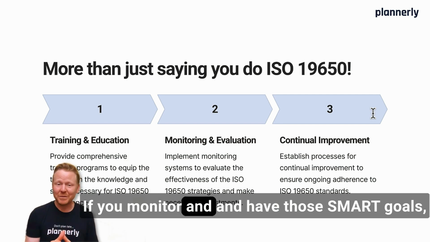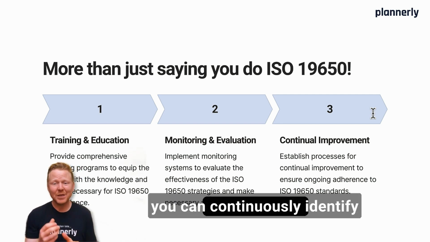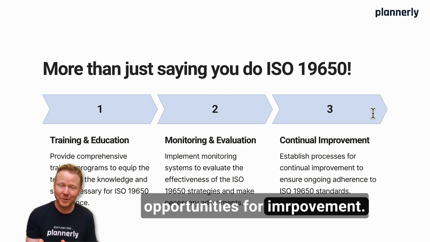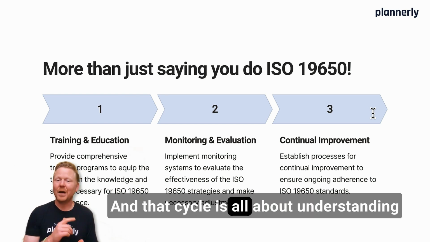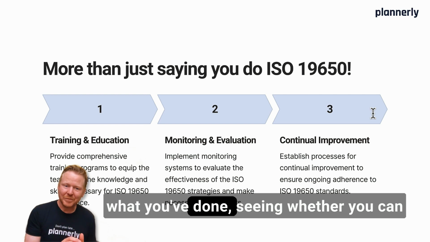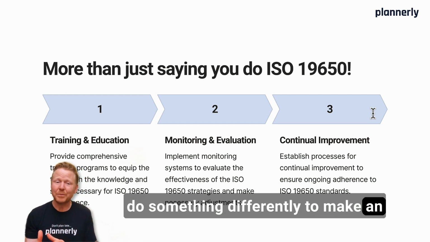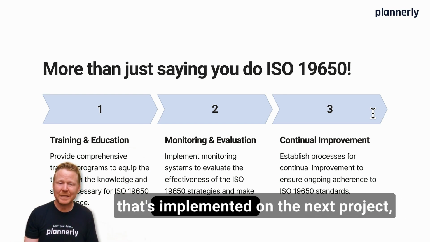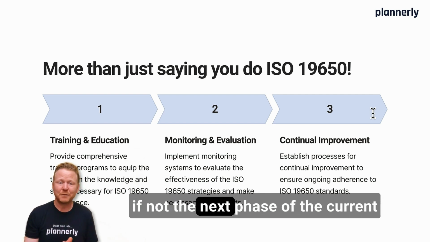If you monitor and have those SMART goals, you can continuously identify opportunities for improvement. And that cycle is all about understanding what you've done, seeing whether you can do something differently to make an improvement, and then making sure that that's implemented on the next project, if not the next phase of the current project.